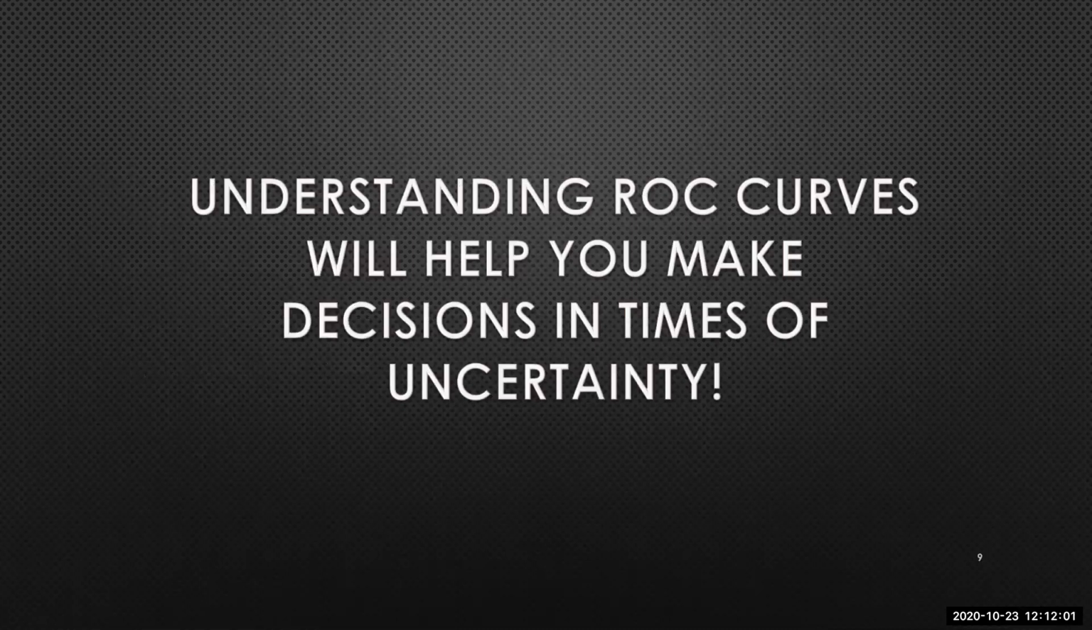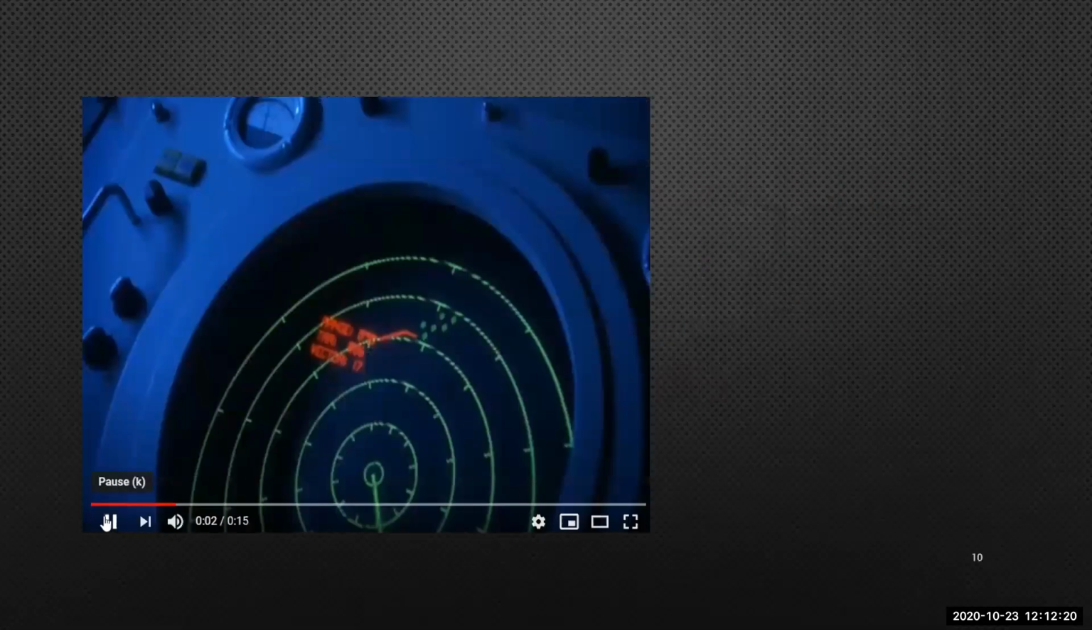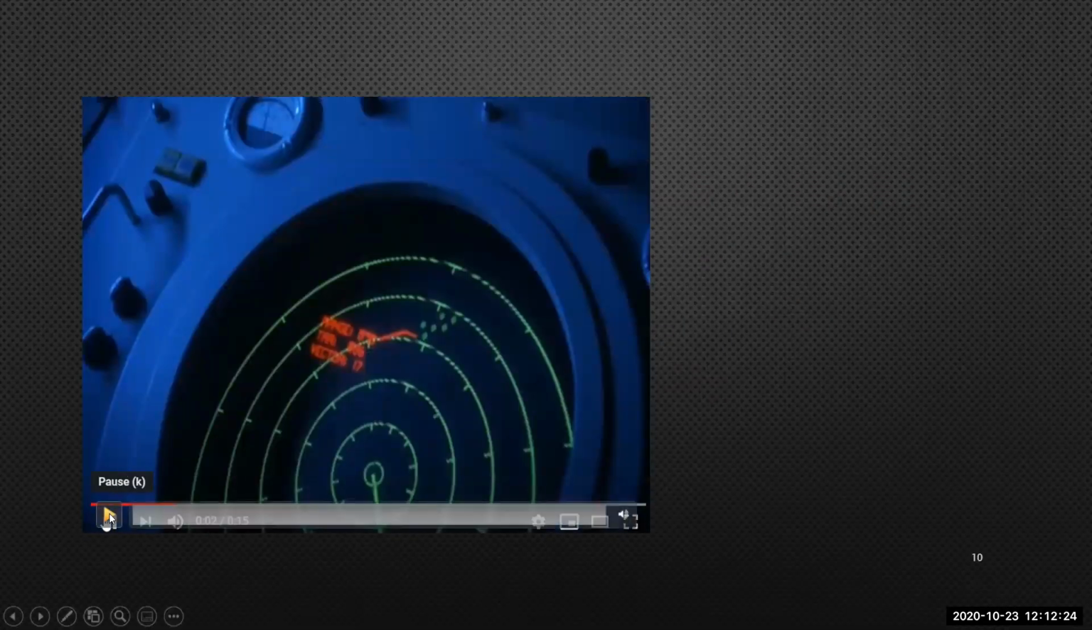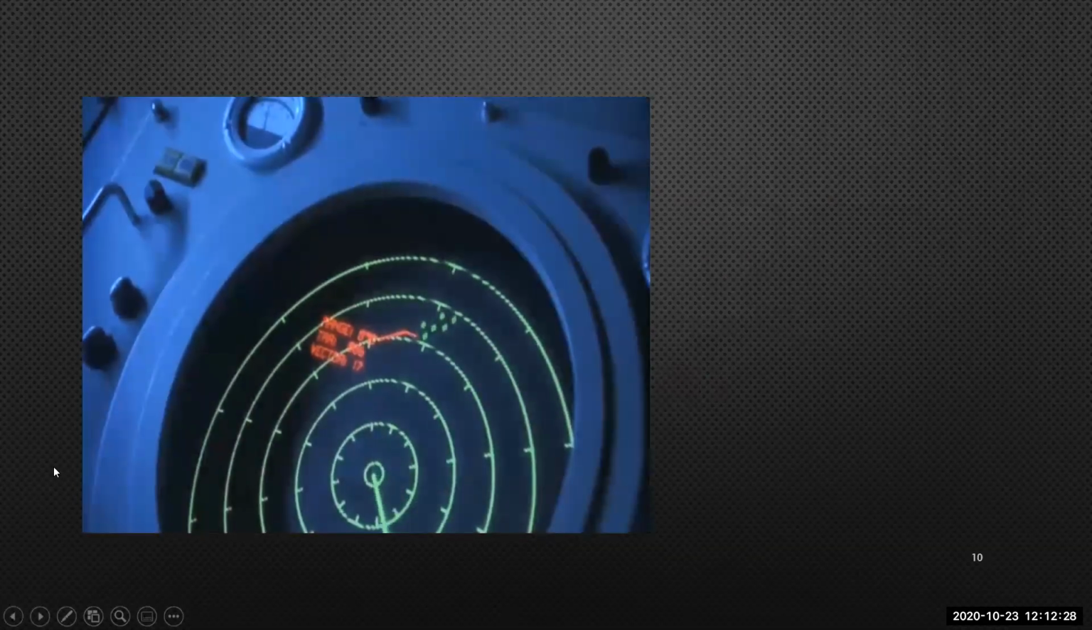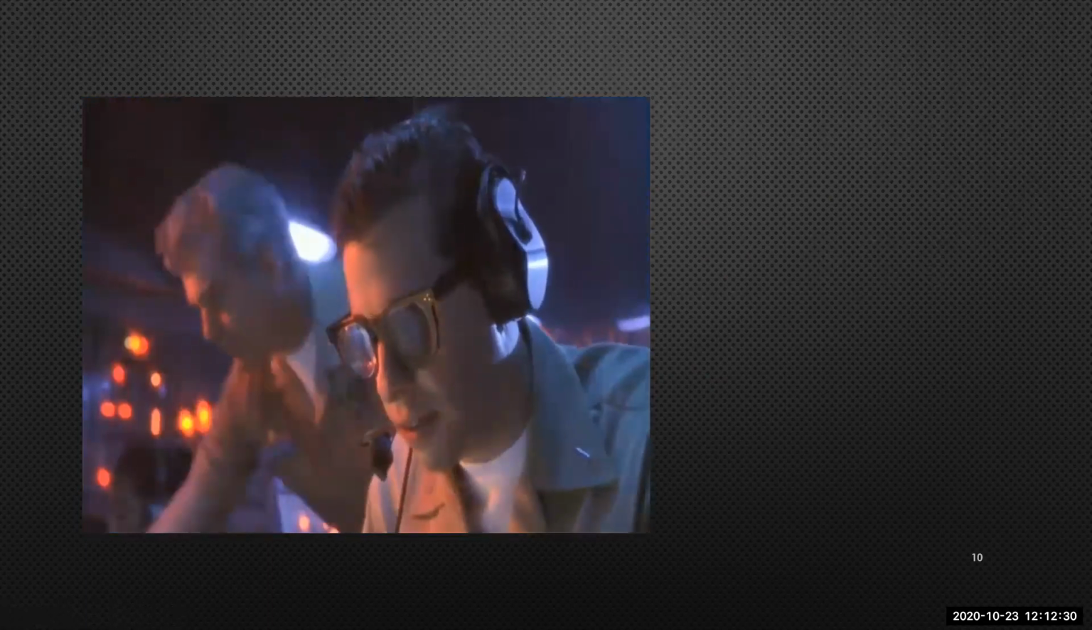Okay, so the reason I wanted to talk about this today is because understanding ROC curves will help you make decisions in times of uncertainty. And while there are not many ROC curves out there, or they're difficult to find, I think the future of medicine will go toward us utilizing ROC curves more to help make decisions. So I wanted to bring up where ROC curves come from.